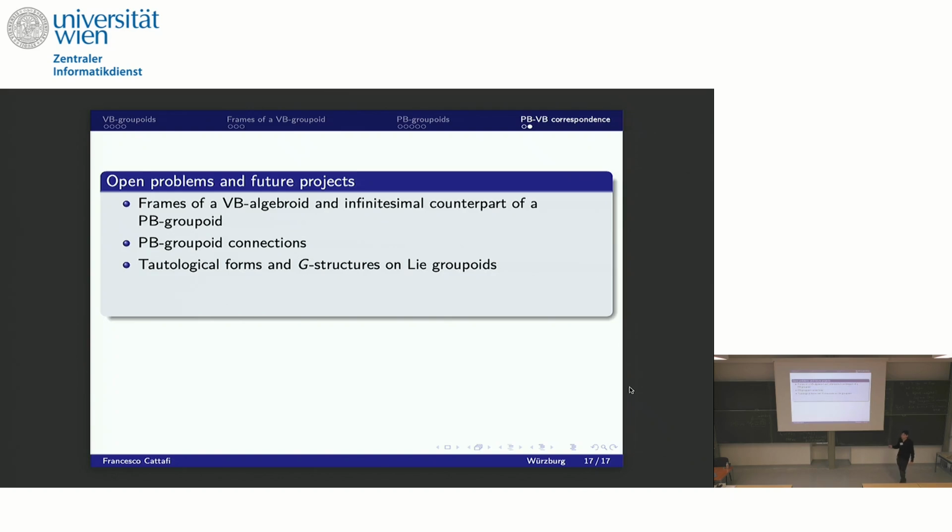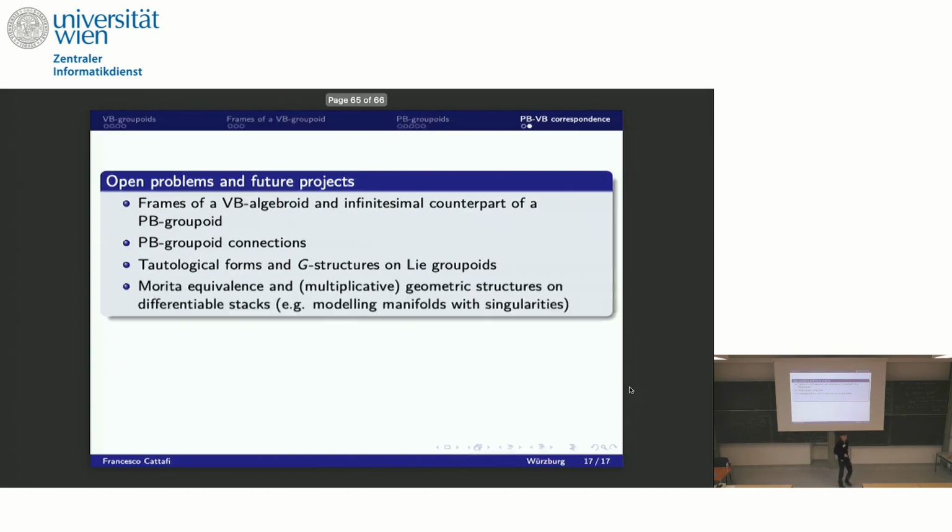The tautological form is one of the main tools that people use in the theory of G-structures to prove some properties and to look, for example, at the integrability conditions. And so in this case, one also has to make sense of what it means to have a one-form compatible with all this groupoid structure. And related to that, one can go a further step and look at Morita equivalence between these kinds of objects.